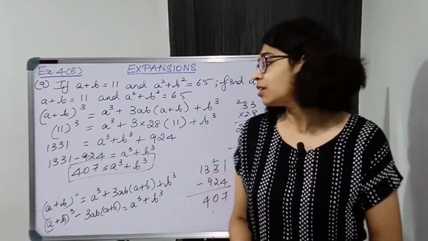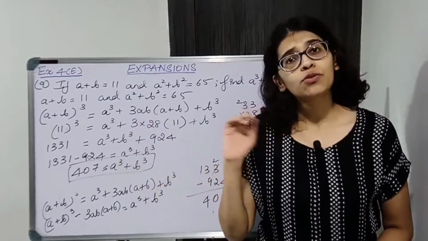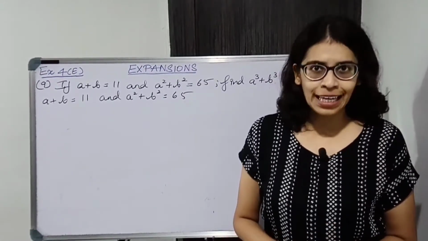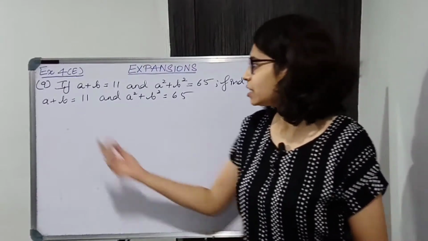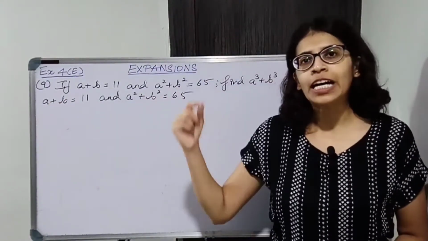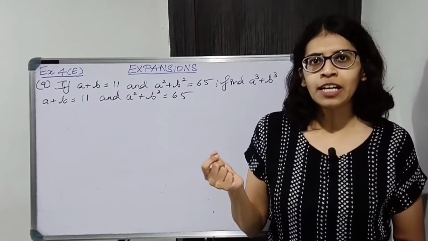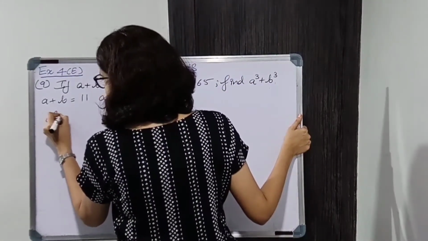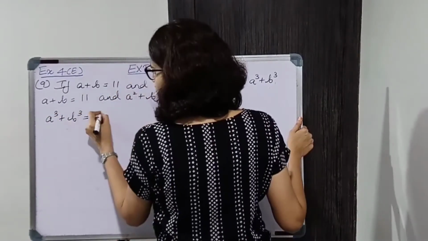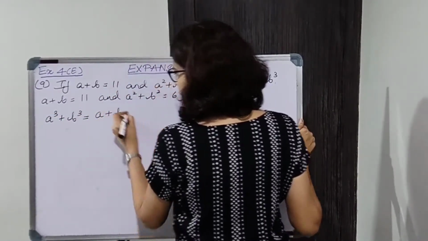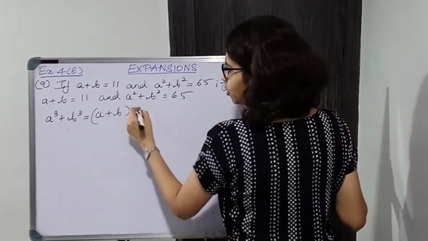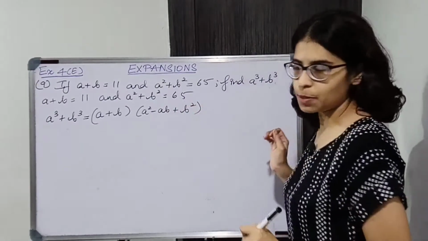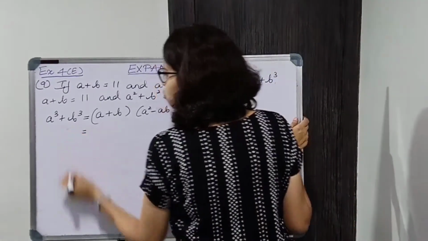Now students, if you don't want to use this, you can also use special product. Okay, so once you find the value of ab, okay, we'll square this, solve this and find the value of ab. So ab का value मिलने के बाद, now what you can do is, we know a cube plus b cube is equal to a plus b into a square minus ab plus b square. This is the special product, okay, that you are supposed to remember.